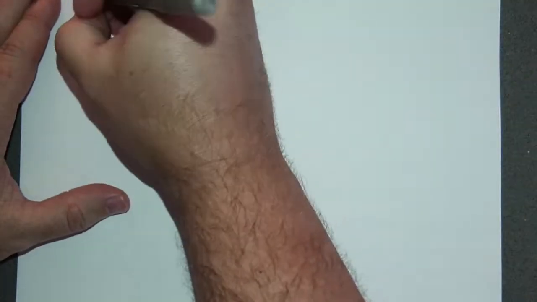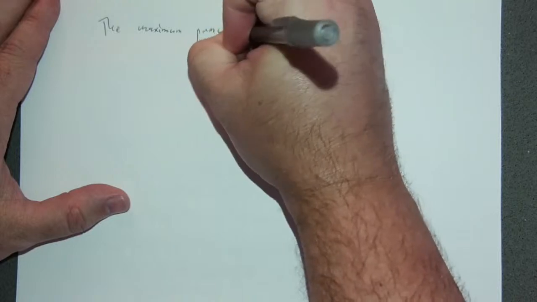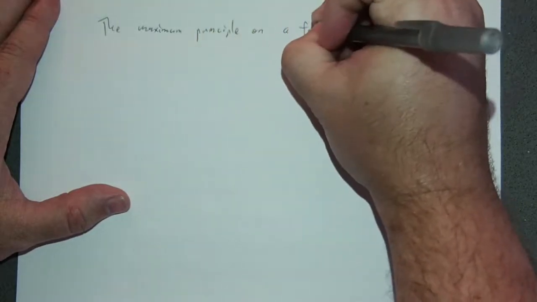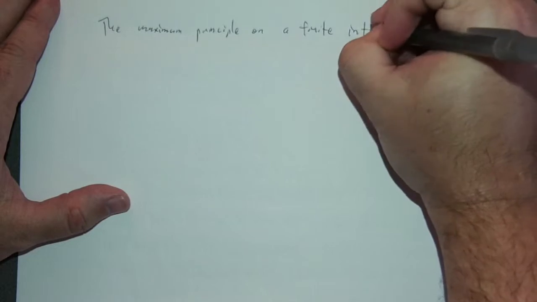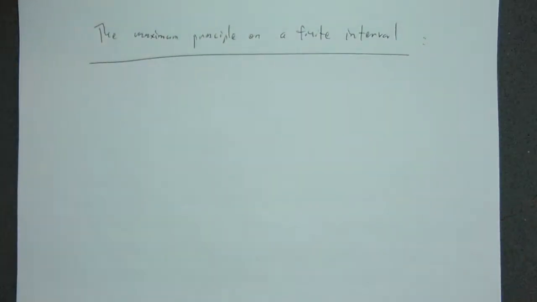Now, on to what's probably the last very important property of solutions to the heat equation, which is the maximum principle on a finite interval. So what does this say?